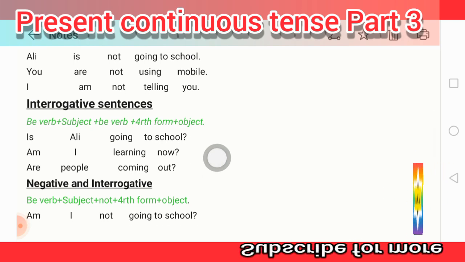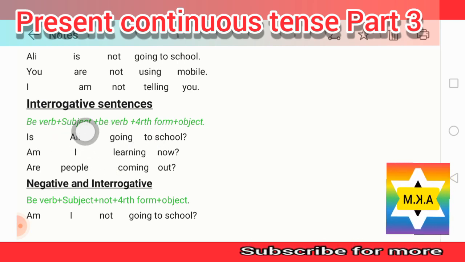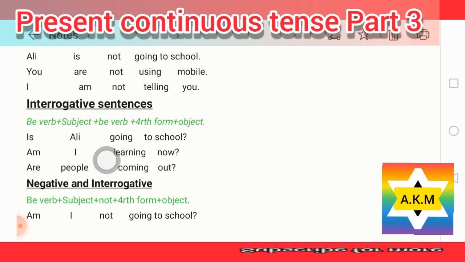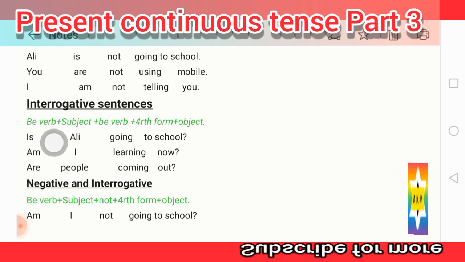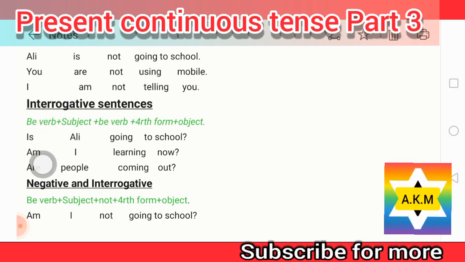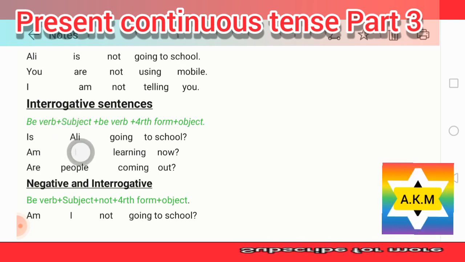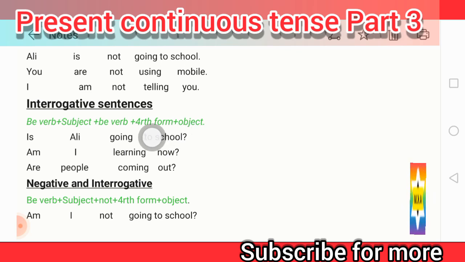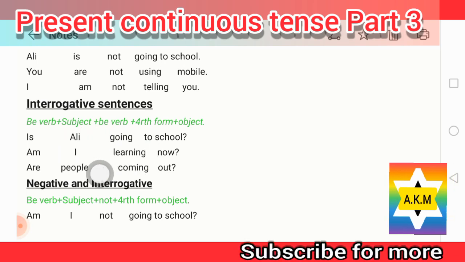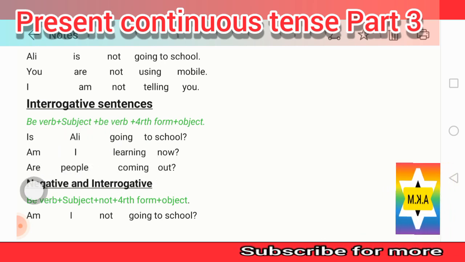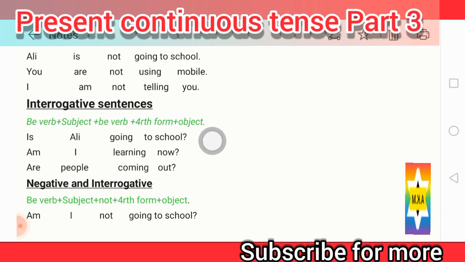Interrogative sentences, how will you make these sentences? First we need to put the be verb. What are be verbs? Is, are and am. Then subject, then be verb, then fourth form, then object. So: Is Ali going to school? Am I learning now? Are people coming out? So these are interrogative sentences.